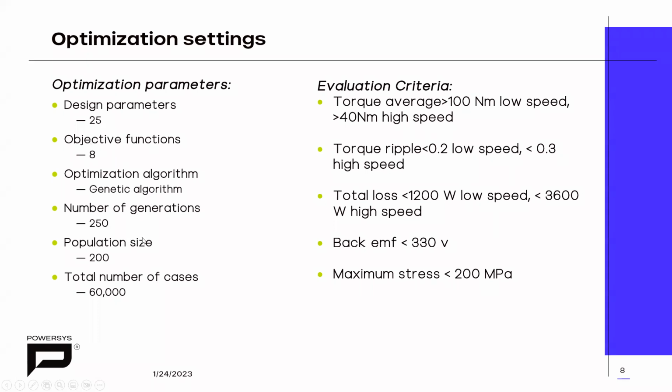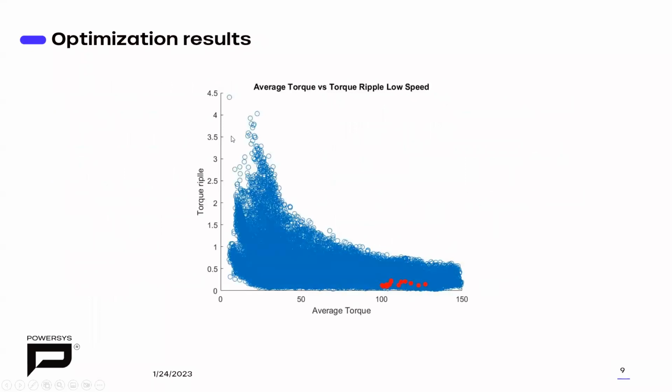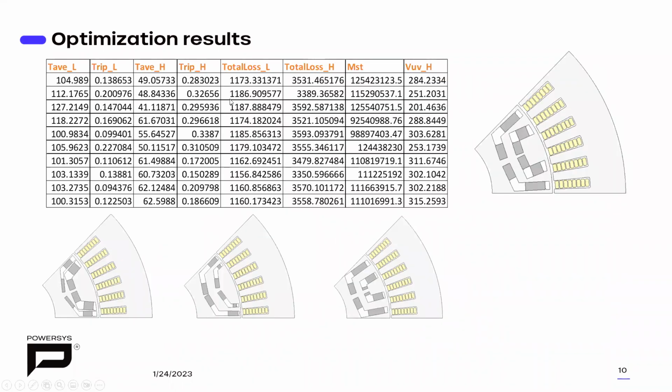Objective function 8, number of generations, population, total number of cases to be evaluated, and then you can see the evaluation criteria also here. Here is a small picture, an overview of the results. You can see torque ripple versus torque average, and you can see that one of the feasible designs is here, for example. And you can also see an overview here of the different results and different shapes with the values.